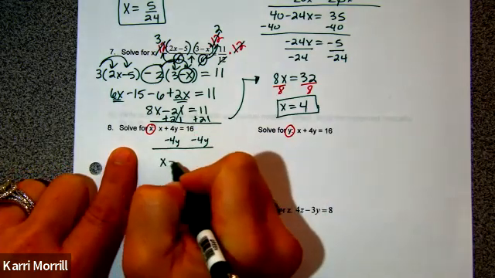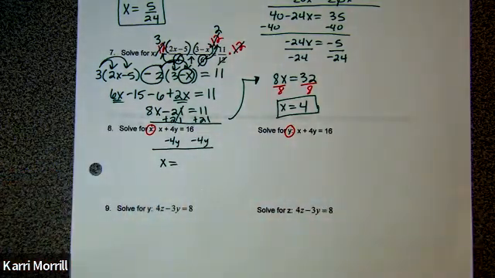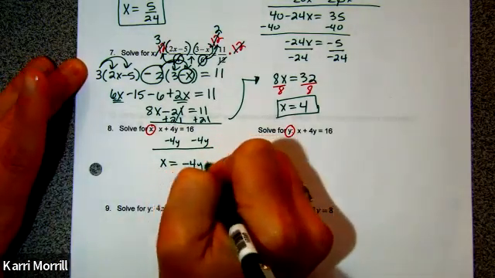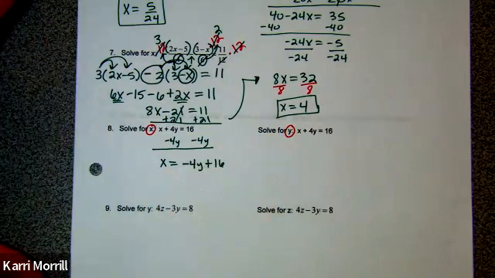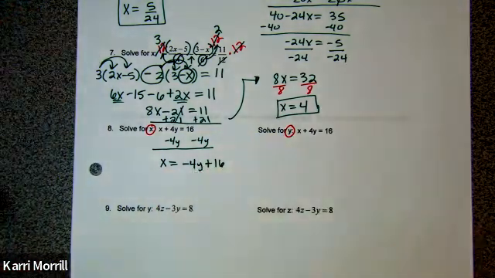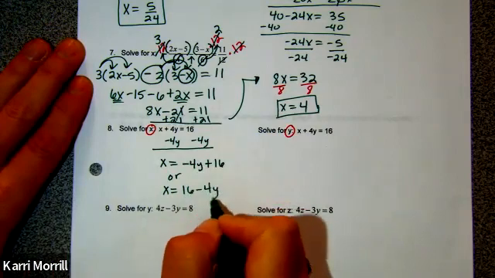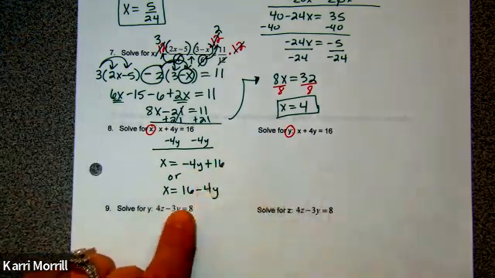So x equals, and you can write 16 minus 4y. I'm not going to count that wrong. I'm in the habit of writing my variable before my constant, but you could have written x equals 16 minus 4y. It's the same thing as long as you have the right sign in front of those numbers.